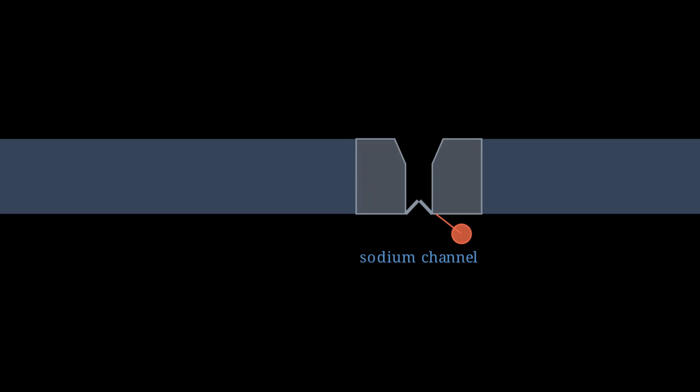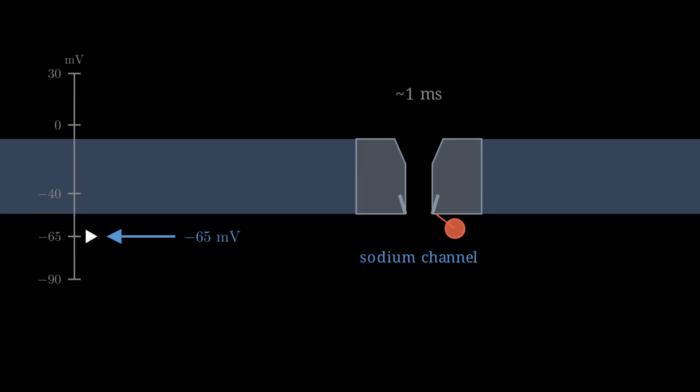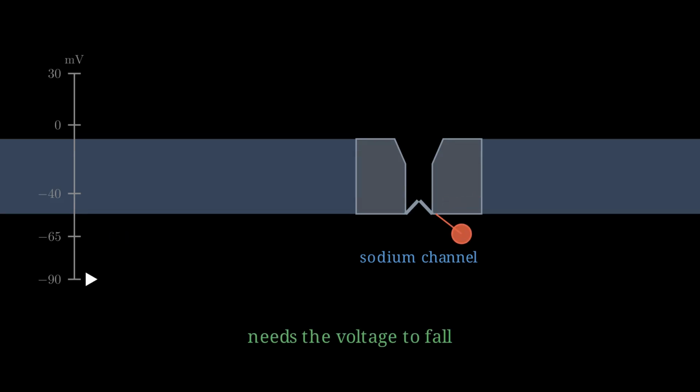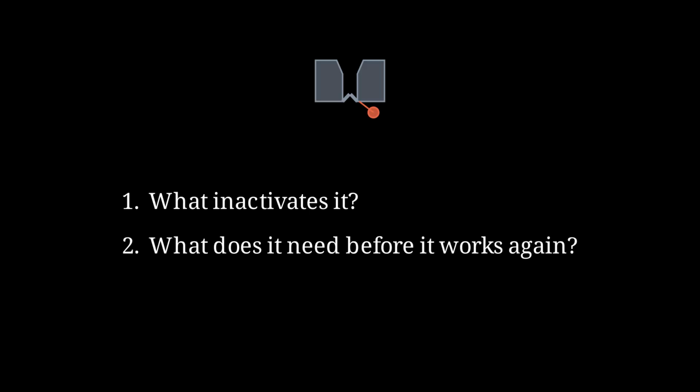For an example, let's take sodium channels. The channel opens at around -65, and the inactivation gate shuts it about a millisecond later when it reaches a high enough voltage. And it will not reset until the membrane goes negative again. This pattern is the model, and it naturally raises 2 questions. What inactivates this channel? And what does it need before it can work again?